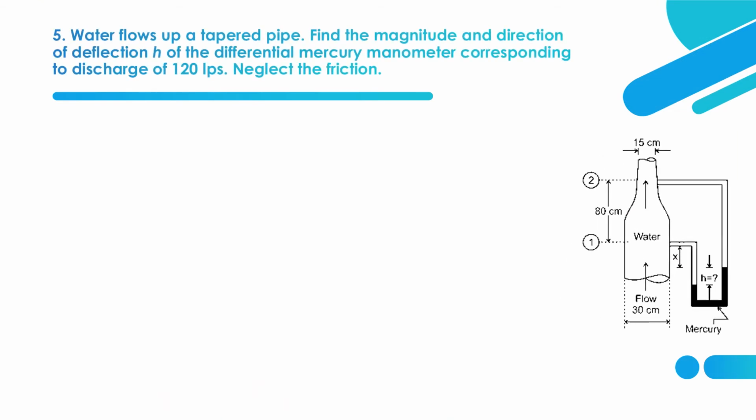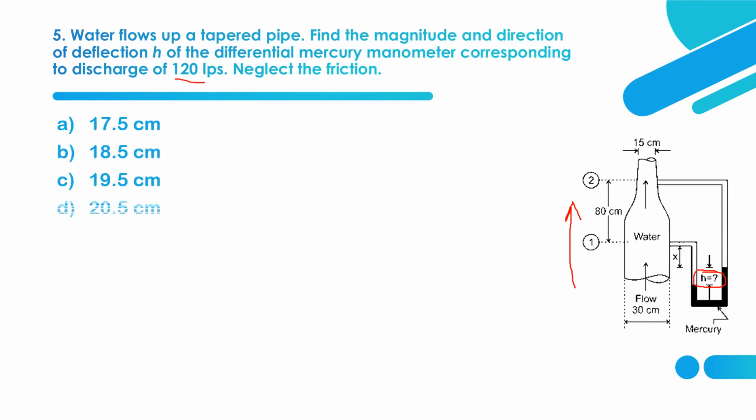Water flows up a tapered pipe. Find the magnitude and direction of deflection h of the differential mercury manometer corresponding to a discharge of 120 liters per second. Neglect the friction. So they have given the discharge value.